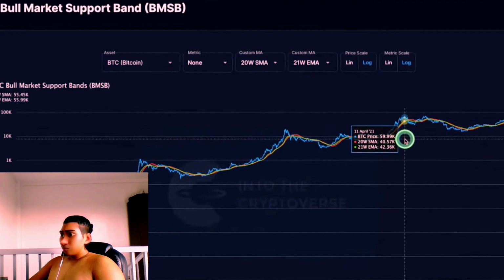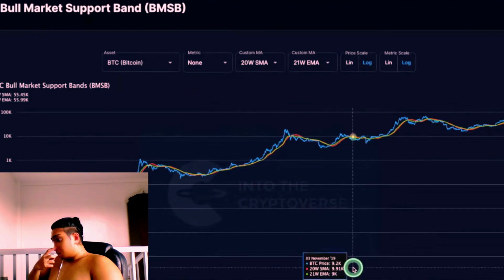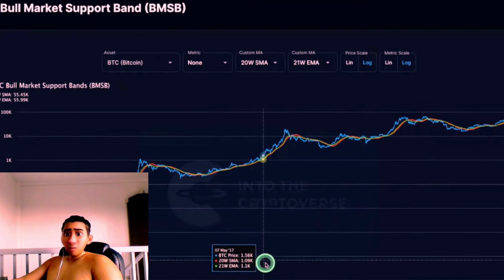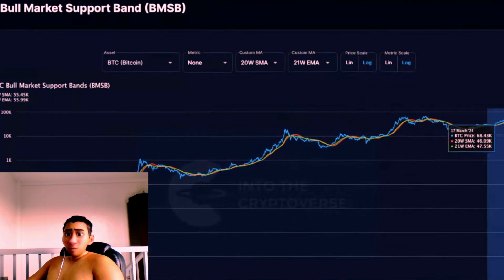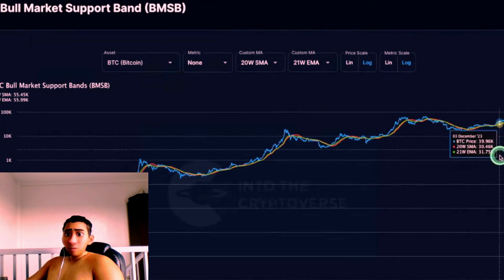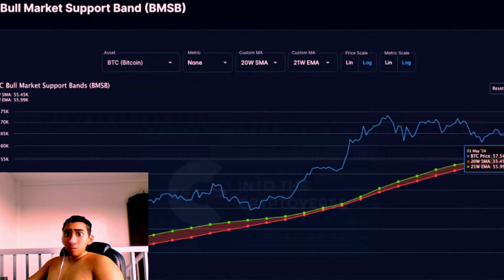should be intact. Now, we could also look at the bull market support band, which takes the 20-week simple moving average and combines it with the 21 exponential moving average. So zooming in, let's just reset that and grab this point over here. You can see we're almost at that level.